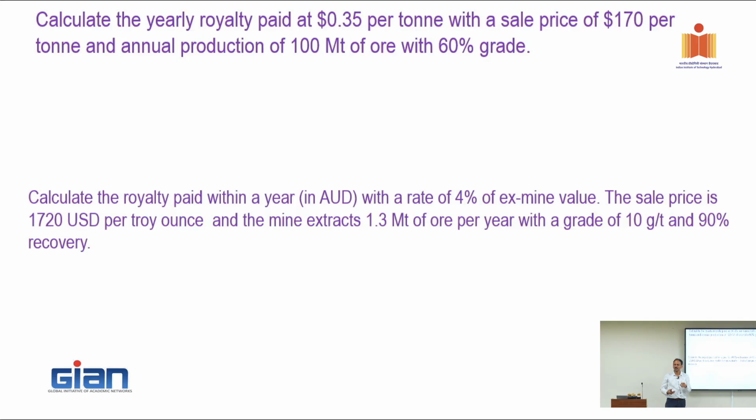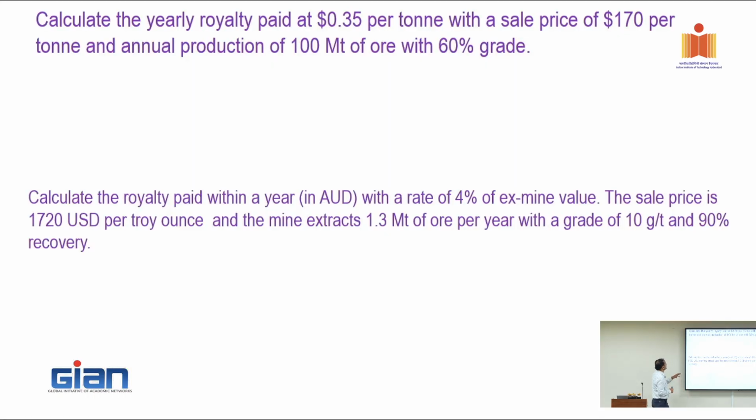So a lot of dodgy practices used to happen. So calculate the yearly royalty paid at 0.35 per ton.